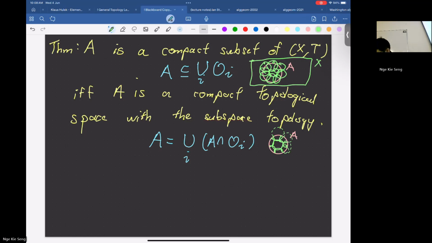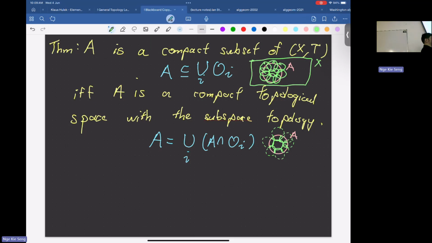Maybe they're coming from some open set in X. Then you will retrieve the picture of a compact subset. Do you accept this as a proof? You accept? Okay, that's it.